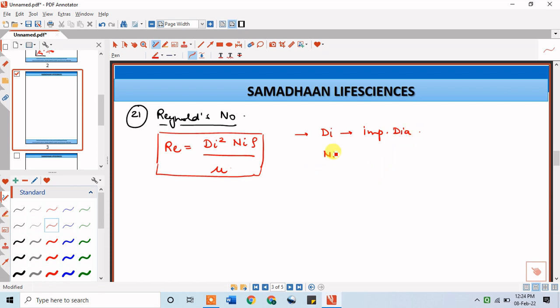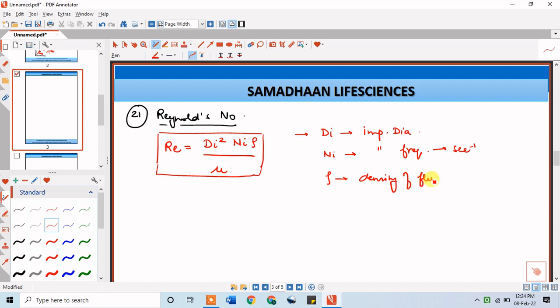Ni, what is Ni? It is the impeller frequency. frequency मतलब कितना rotations per minute हो रहा है या per second हो रहा है. This is actually a frequency, बहुत सारे students, multiple students are confused that it is actually a speed. बट ये frequency है, इसका जो unit होता है that can be second inverse or minute inverse depending upon the scenario. What about rho? Rho is the density of the fluid.